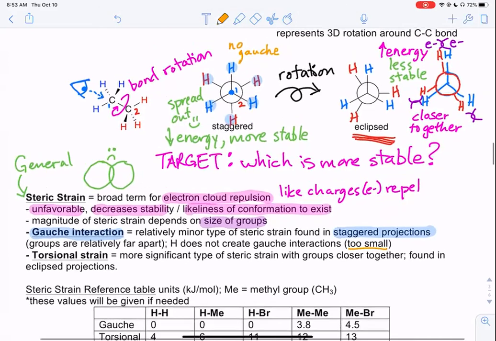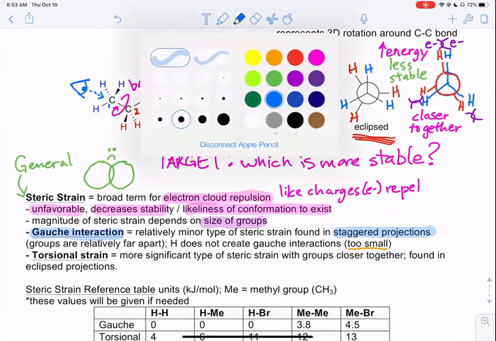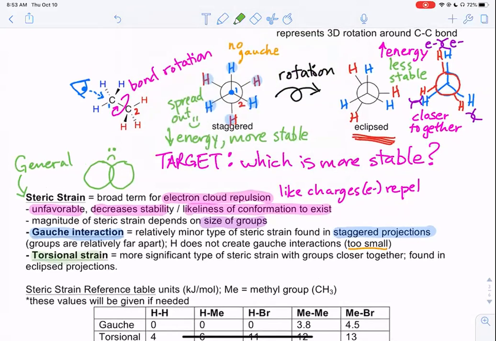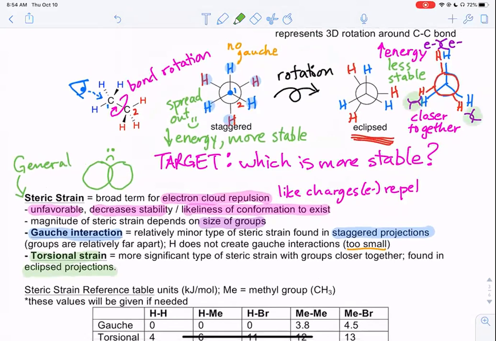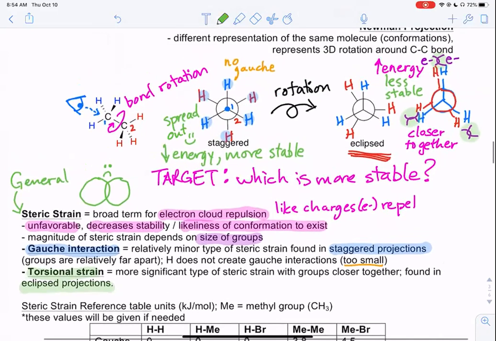Torsional strain is the fancier term that we associate with eclipsed projections. So these pieces that I had over here, these highlighted pieces, were actually called torsional strain. And this is getting very busy, but we're going to do this for 2 more examples. So torsional strain would be the two hydrogens bumping into each other in each case there.